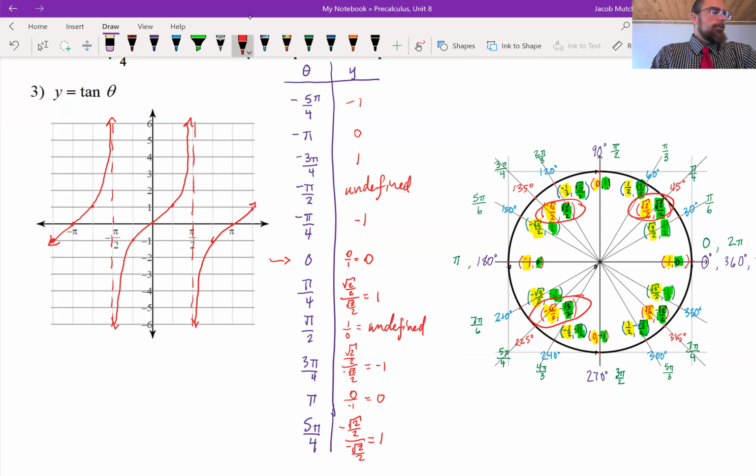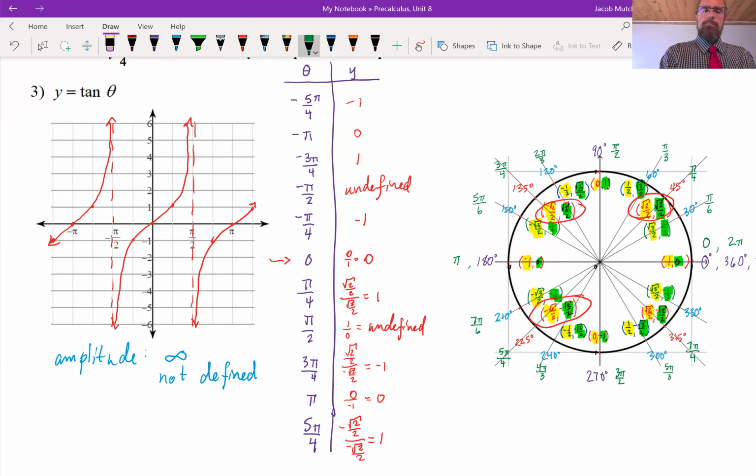So amplitude for tangent is going to be, in a way, infinite. You can think of amplitude as the distance from the x-axis to the top of the wave. There is no top of these waves. They go forever. So you can look at the idea of amplitude two different ways. You could say that it's infinity. Another way of saying that is that it's not defined.